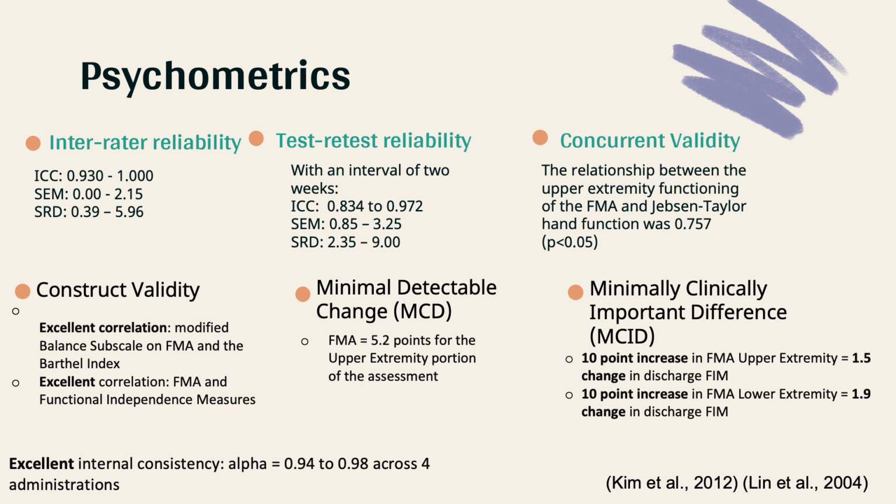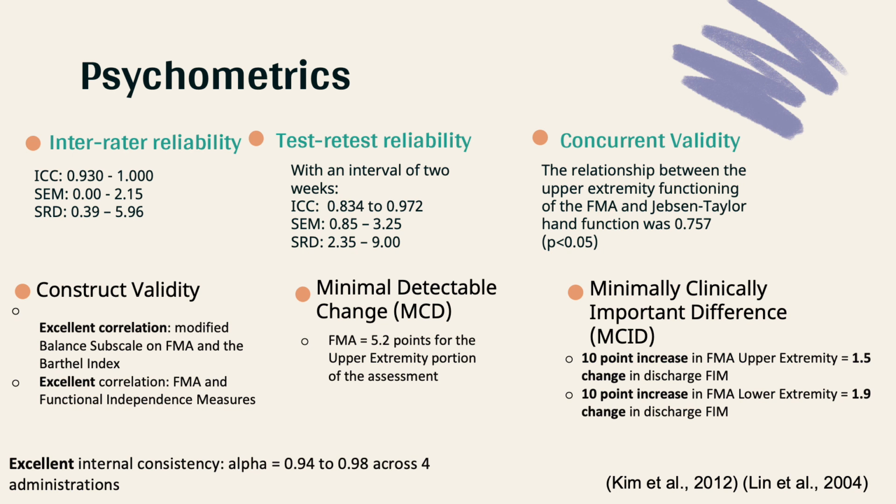For the minimal detectable change, you have the FMA showing 5.2 points for the upper extremity portion of the assessment. And for the minimally clinical important difference, you have a 10-point increase in the FMA upper extremity, equaling a 1.5 change in discharge, and then a 10-point increase in the FMA lower extremity equals a 1.9 change in discharge. But again, I am only focusing on the upper extremity of this assessment. This assessment also has excellent internal consistency, showing an alpha of 0.94 to 0.98 across 4 administrations.